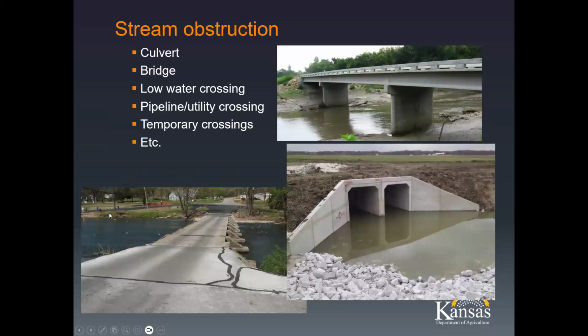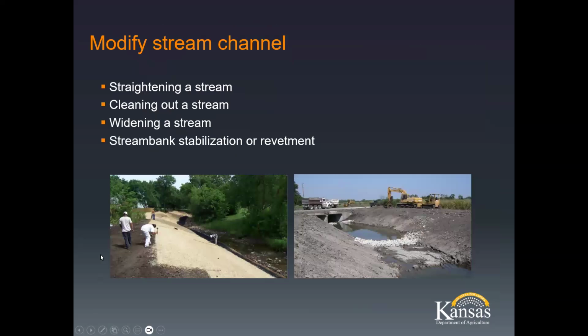So stream obstructions, like I said, could be a culvert, bridge, a low water crossing, a pipeline, utility crossing, and even temporary crossings are considered stream obstructions. Modifying the stream channel could be straightening the stream, cleaning out a stream of silt. That's the common question around here. Yes, if you're going to use anything mechanical in a stream, you're going to have a permit.